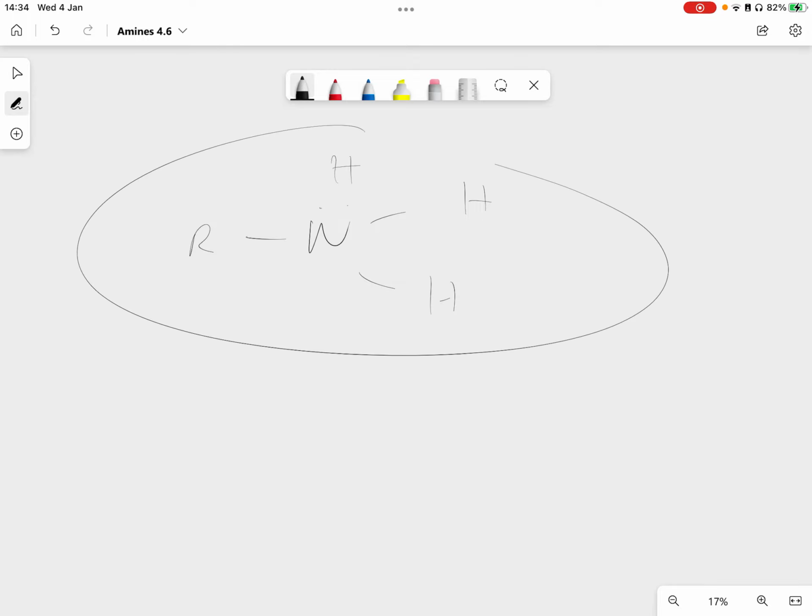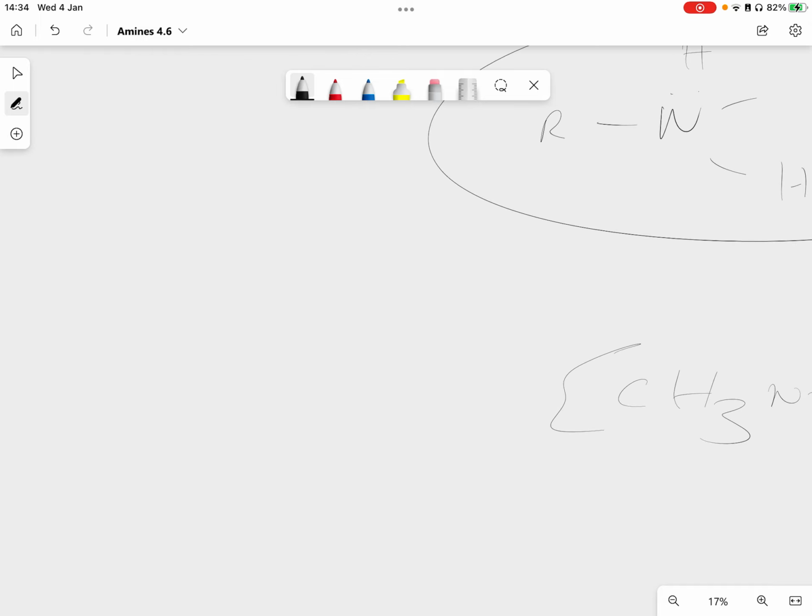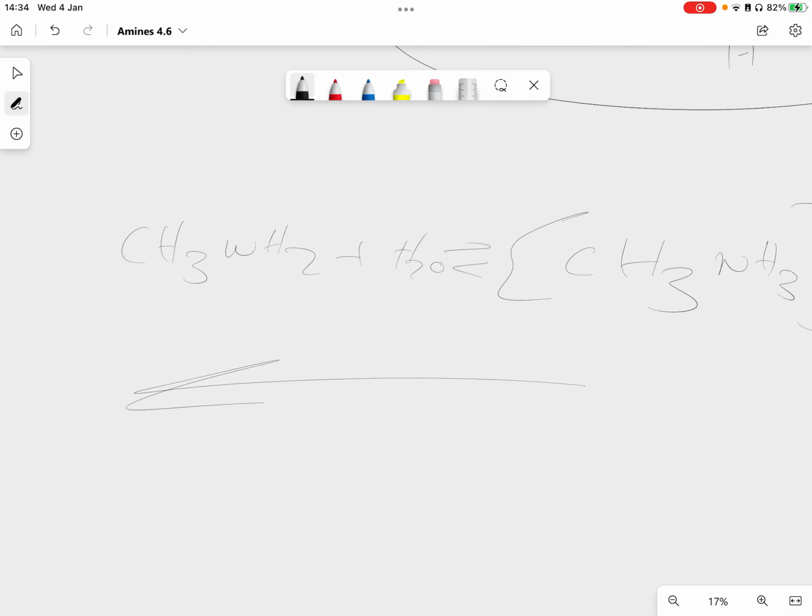So shorter chains will react with H2O, and it's going to form this when it reacts with H2O, and OH minus. That's it acting as a base. So the reactant of this would have been CH3NH2 and water. It's an equilibrium, so it's a weak base, but this equilibrium will lie far to the left.